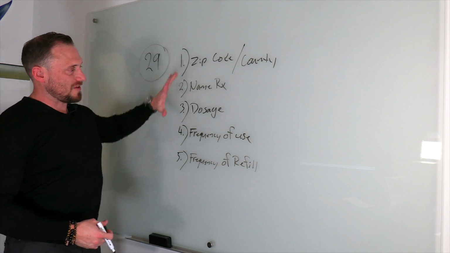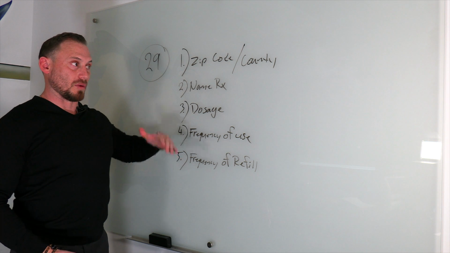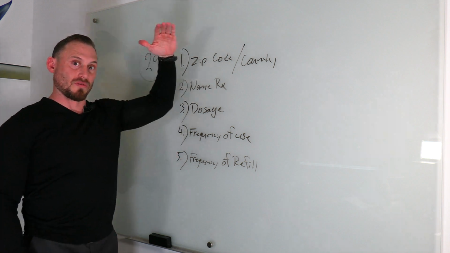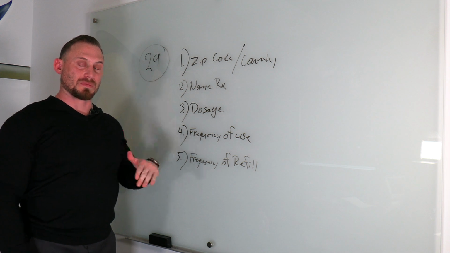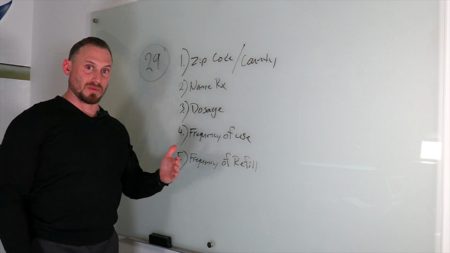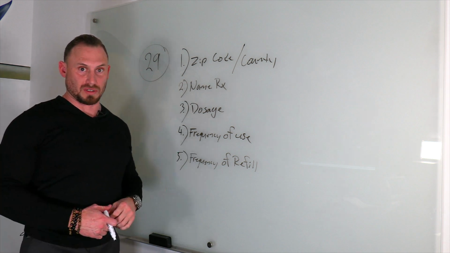We take these 5 variables. Now, we have a proprietary software that we take this information and we plug it in, and what it does is it puts in order from 1 to 29 what drug plan is going to maximize your savings based upon the pharmacy and based upon the specific medications that you're currently taking.